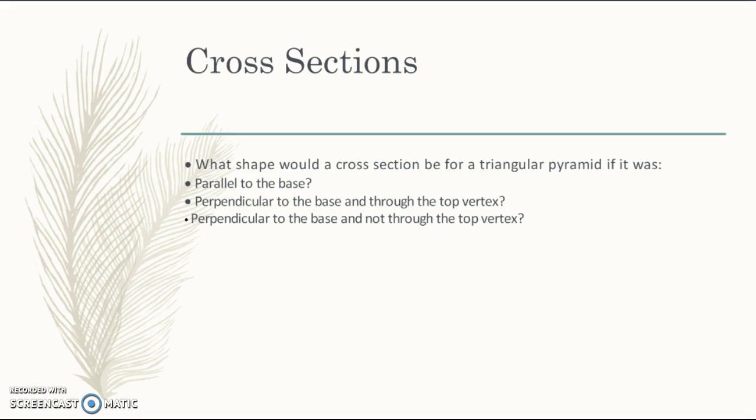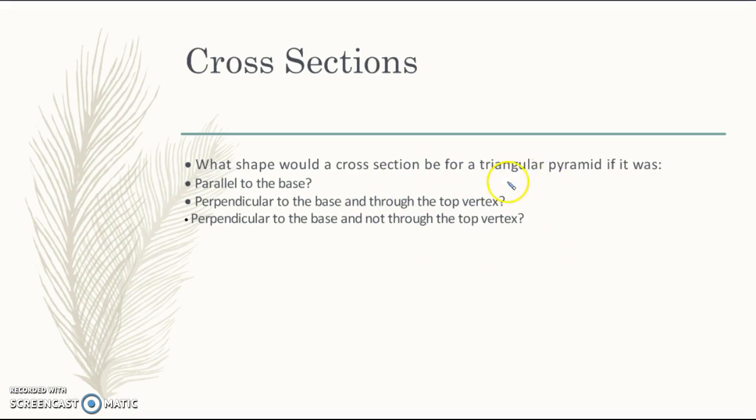All right, cross sections are what happens if you imagine slicing your 3D shape, and then whatever 2D shape is formed, that's your cross section. So just remember, parallel to the base, no matter what shape, it's going to be the same shape as the base. And if it's perpendicular and through a prism, it's going to be a rectangle. And if it's perpendicular through a pyramid and goes through the point, it's going to be a triangle. And if it's not the point, it's going to be a trapezoid. Other than that, you just have to kind of visualize and maybe draw.